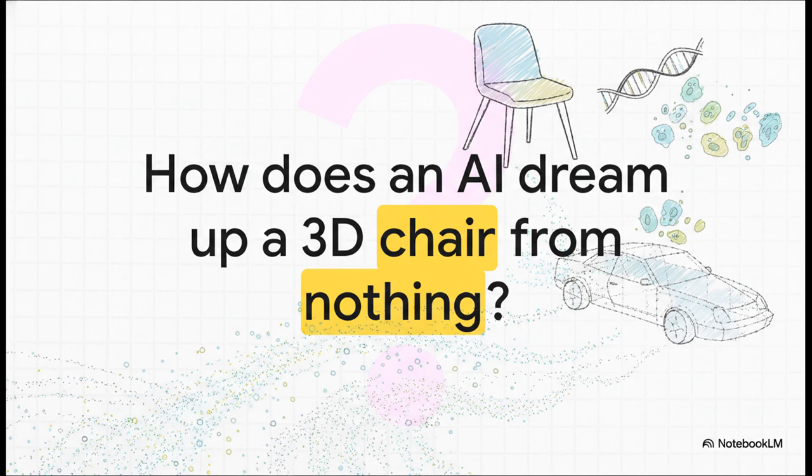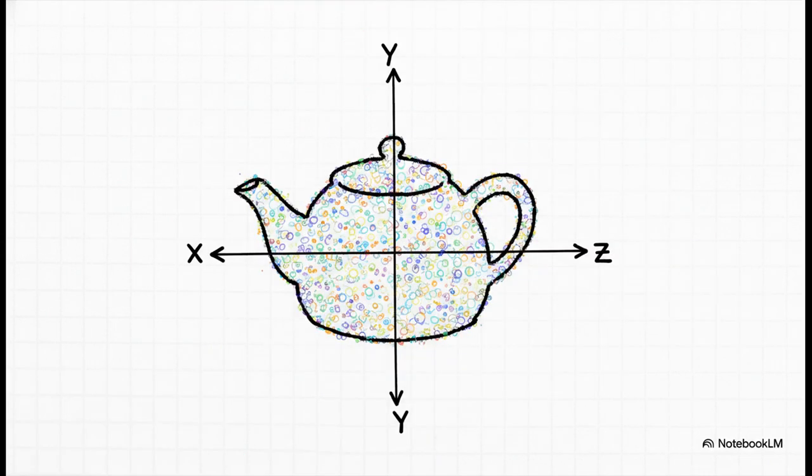So let's start with a basic question. How do you get an AI to dream up something like a chair or a car or even something way more complex like a biological system completely from scratch? Well, it doesn't start with a digital block of marble or clay. The process actually begins with something much, much more fundamental. It all starts with something called a point cloud.